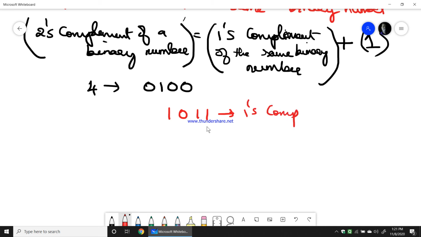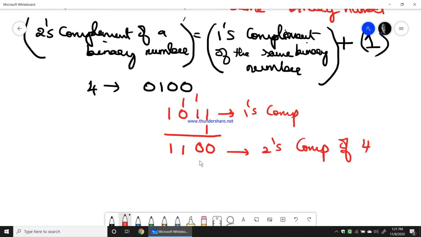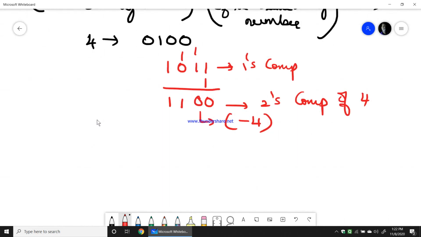Now I will add 1 with this, which gives me 2's complement. So 1 plus 1 is 0, 1 plus 1 is 0, 1 and 1. So this would be 2's complement, and this is the 2's complement of 4. Therefore I can say this value, whatever I have got, is minus 4. Okay, so the value which we have got is minus 4.